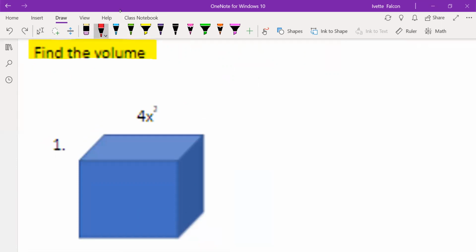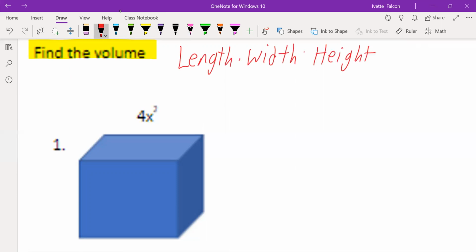The 3 coefficients are going to be length times width times height. So we need 3 coefficients to find our volume. But if you notice carefully on our first problem, they only give me 1 coefficient. They give me 4x to the power of 2. We're going to say this is to the power of 2. So 4x to the power of 2. They only give me one expression when we need 3 different expressions.